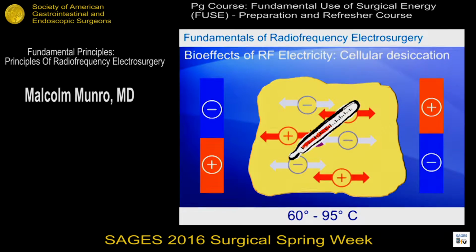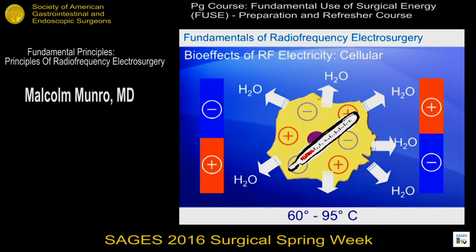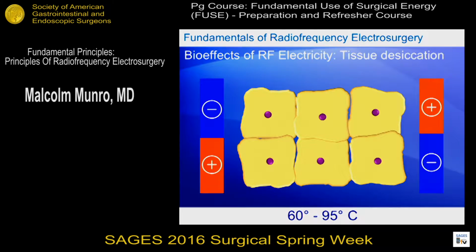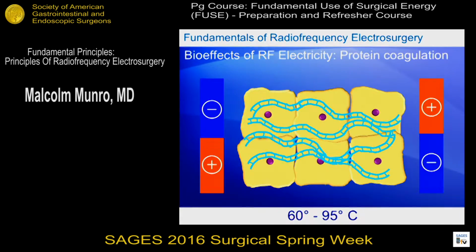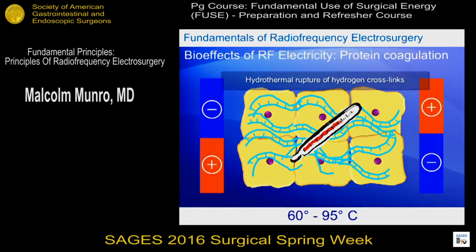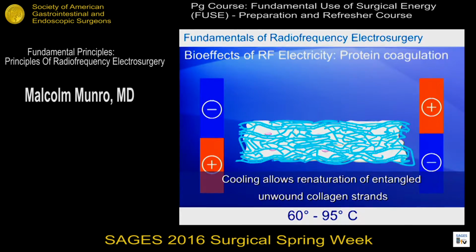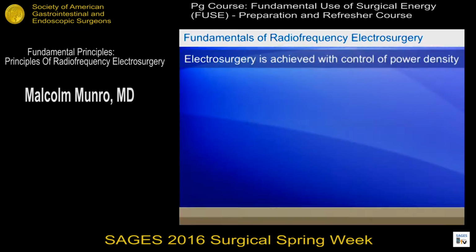Instead of getting up to 100, we're in this 60 to 95 range. What happens is we do have elevated temperature, we damage our cellular membrane, we start to lose water. So we get a process of desiccation. Visually, this looks like shrinkage when you look at it on a tissue level. But also at a protein basis, with this temperature elevation, we get hydrothermal rupture of these hydrogen cross-links, and they reform into this amalgam once they cool. So they're heated, then cooled, and we get this amalgam. So these two processes are going on together, desiccation and coagulation.